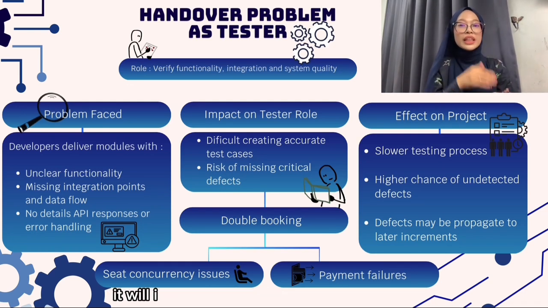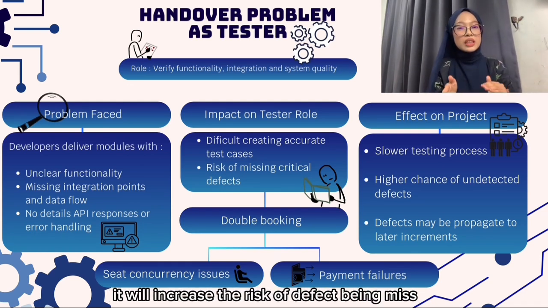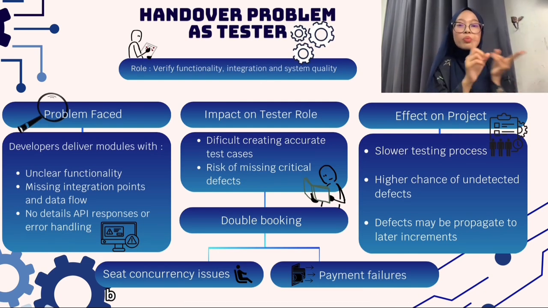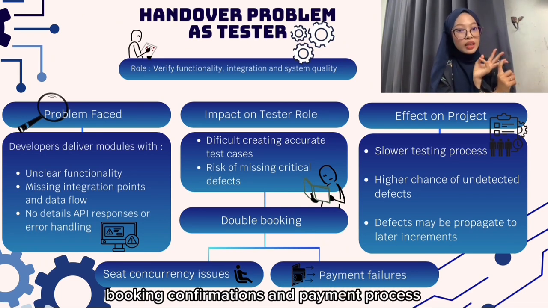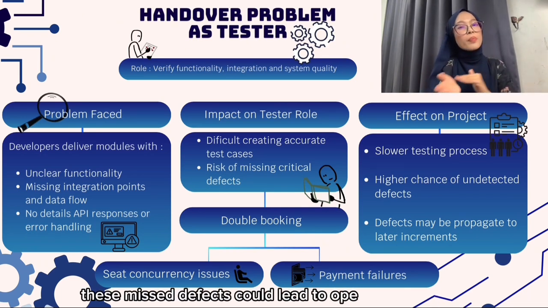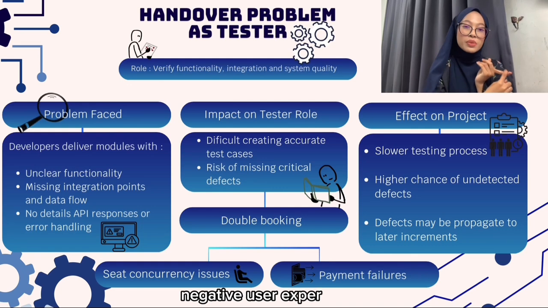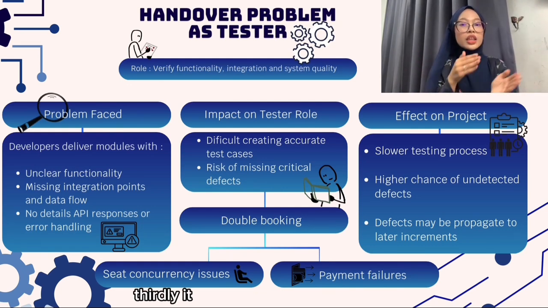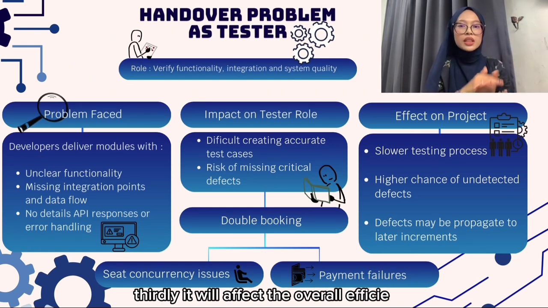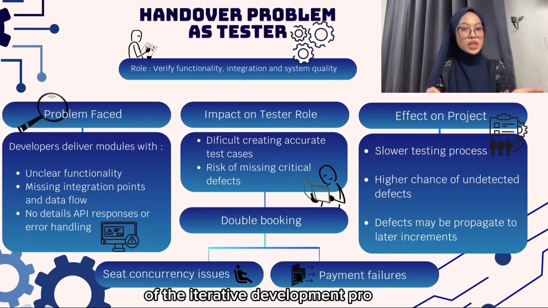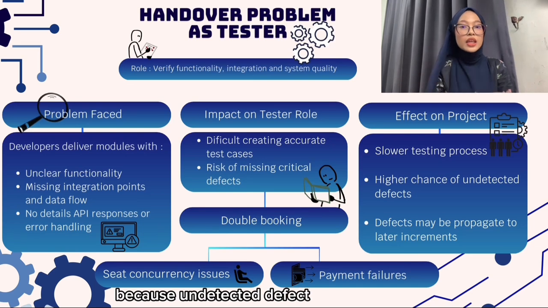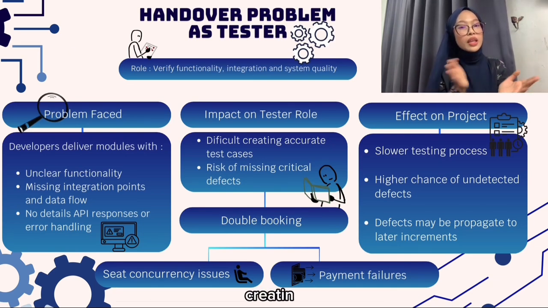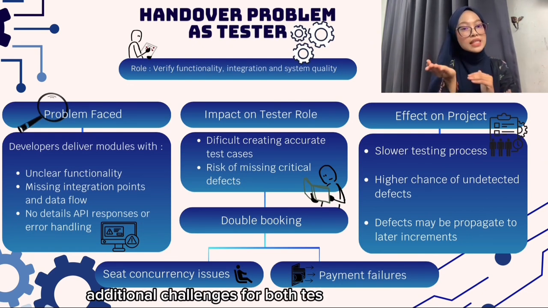Secondly, it will increase the risk of defects being missed, particularly for critical functions such as seat reservation, booking confirmation, and payment processing. This missed defect could lead to operational failures, negative user experience, and a loss of trust in the Easybook platform. Thirdly, it will affect the overall efficiency of the iterative development process because an undetected defect in one increment can propagate into later increments, creating additional challenges for both testing and integration.